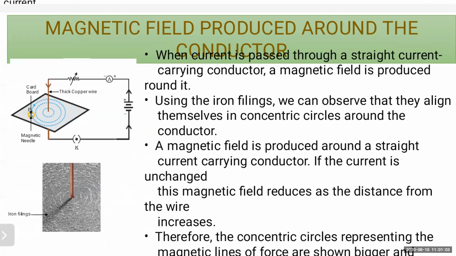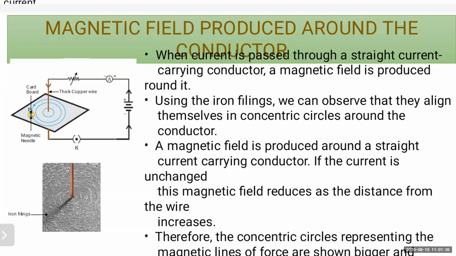Here, instead of a compass, instead of a magnetic needle, we are going to see how the deflection occurs in a concentric manner when the current is passed through a straight current carrying conductor. So look at that diagram. The magnetic field is produced around the conductor. That is your next topic.